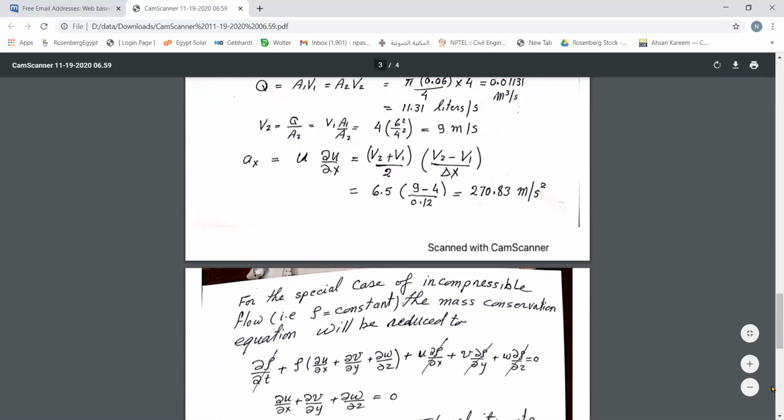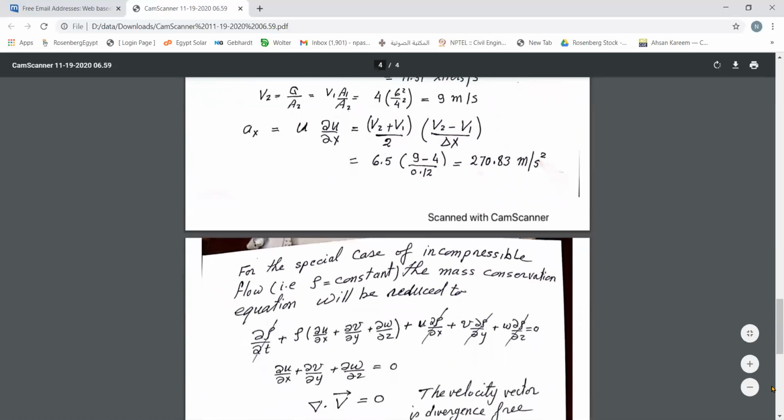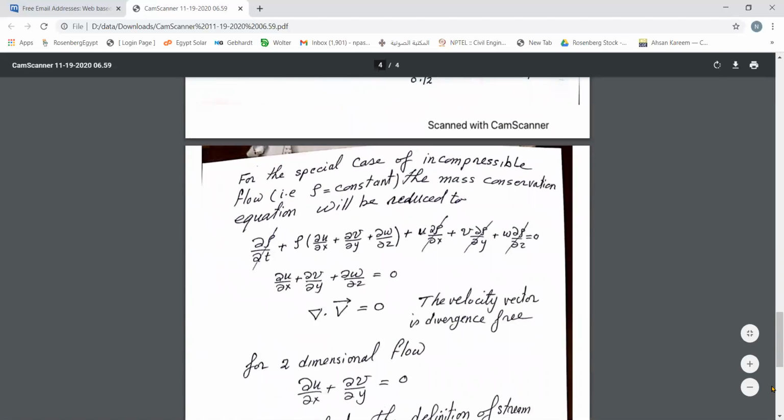For the special case of incompressible flow, or constant density, we can cancel the density variation. When we say incompressible, I just remind you, the bulk modulus of elasticity goes to infinity. So for this case, what's the special case for mass conservation? The density is constant. It doesn't change with time, and it doesn't change with space. So accordingly, the equation will be considerably reduced.